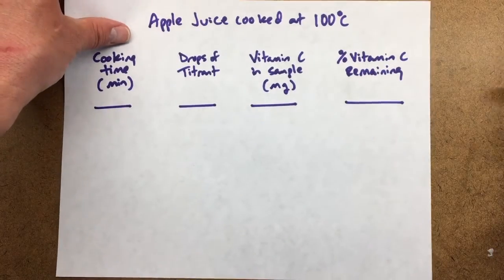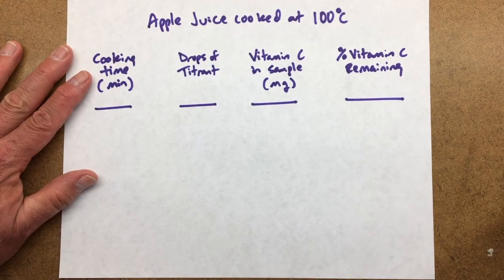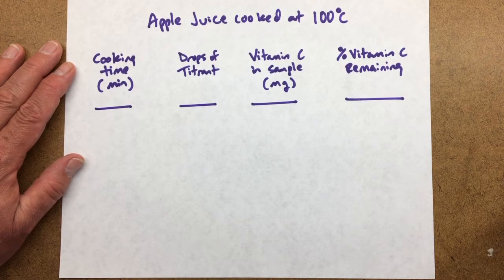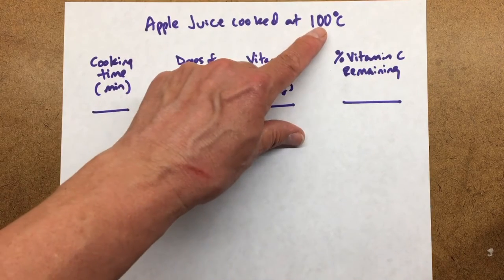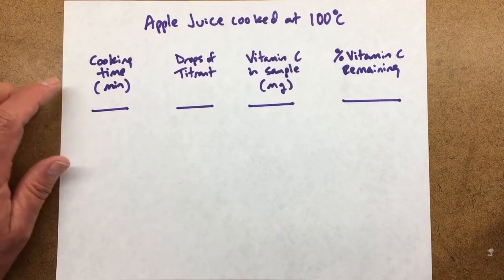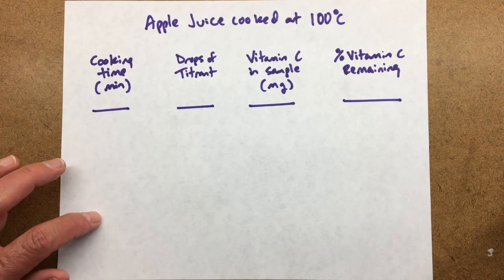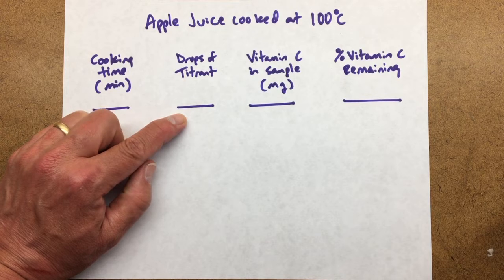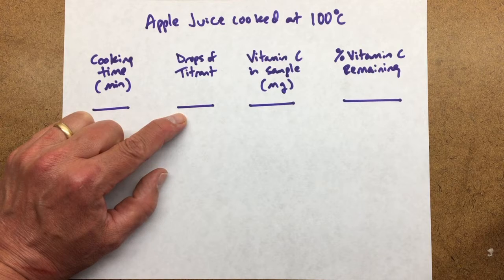And another data table that you're going to need to prepare. In the experiment, I'm going to cook some apple juice to find out what happens to the amount of vitamin C that remains in the apple juice after different cooking treatments. So one cooking treatment is going to be to change the time that the apple juice is cooked at 100 degrees Celsius. That's boiling. So I'm going to put some samples of apple juice in boiling hot water for different amounts of time. And then I'll show you how many drops of titrant it takes to reach the end point of the vitamin C to find out how much vitamin C is in each one of those samples.